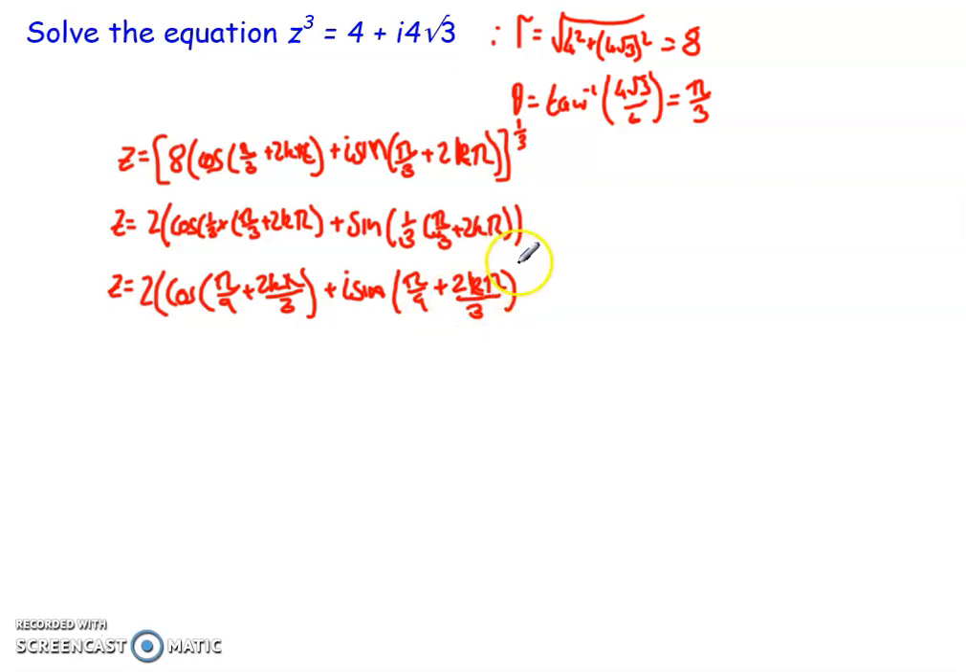What I can then do is start to look at different values of k to give me my different solutions. Now, to the power of a third, cube root, so I'm going to get 3 solutions. In order to get them, I look at k equals 0, k equals 1, and k equals 2. We substitute them in, we get our answer from that, and then we see where we go. So if k is equal to 0, I get my first solution, z1 equals 2 bracket cos pi over 9 plus I sine pi over 9.